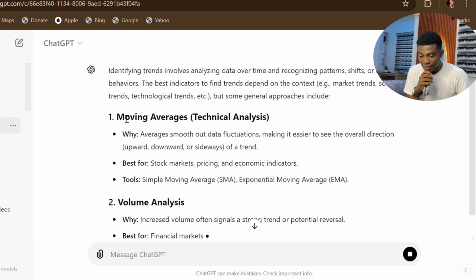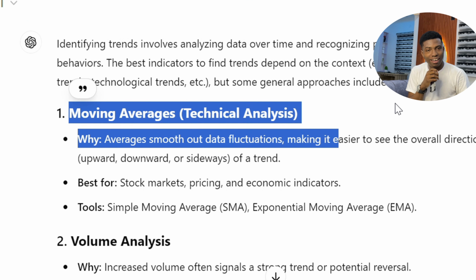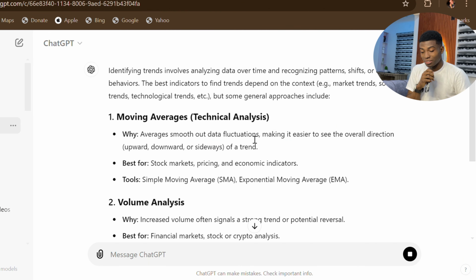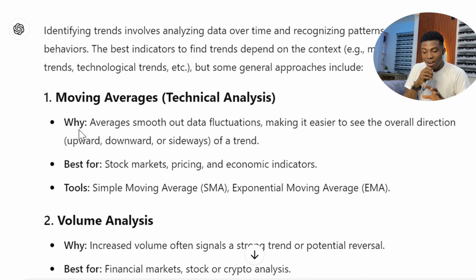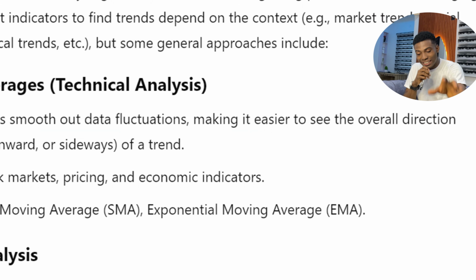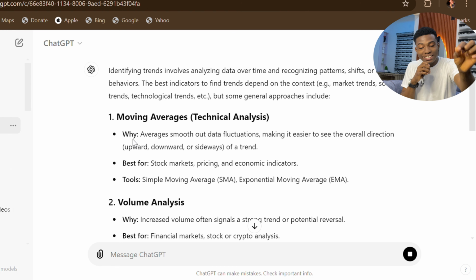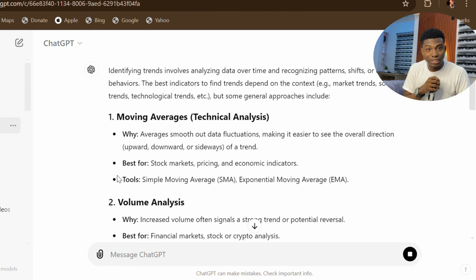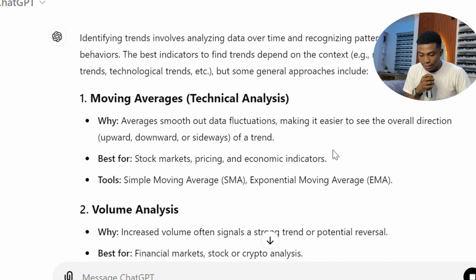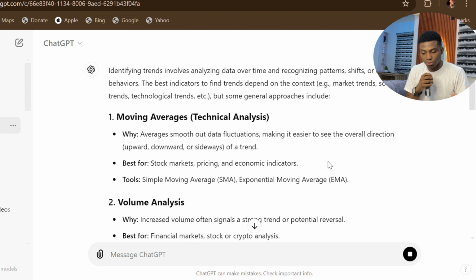As you can see, it says moving averages, technical analysis. This is the best indicator for finding trends right now. Why? You can see it says here, why? Averages smooth out data fluctuation, making it easier to see the overall direction, upward, downward, or sideways, of a trend. You can't argue it. Come on, the data is here. Now, as you can see, it says what it is best for, because we're trading Forex, it says stock markets, pricing, economic indicators. So you get that whole thing.